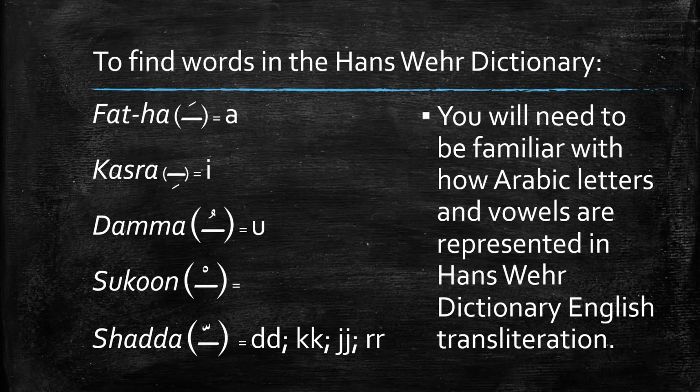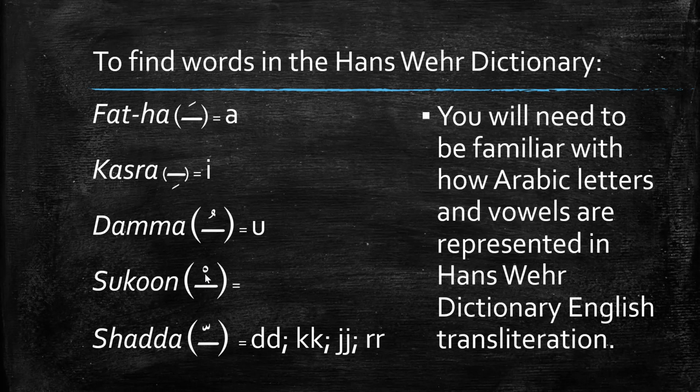Kasra is represented by the letter I. When you see the letter I, that means there's a kasra on the letter that precedes it. Damma is represented by the letter U. If you see the letter U, that means there's a damma on the letter that precedes it. Sukun, which is the absence of a vowel diacritic, is represented by absolutely positively nothing. Because there's no vowel there, then you will just see 2 consonants together.